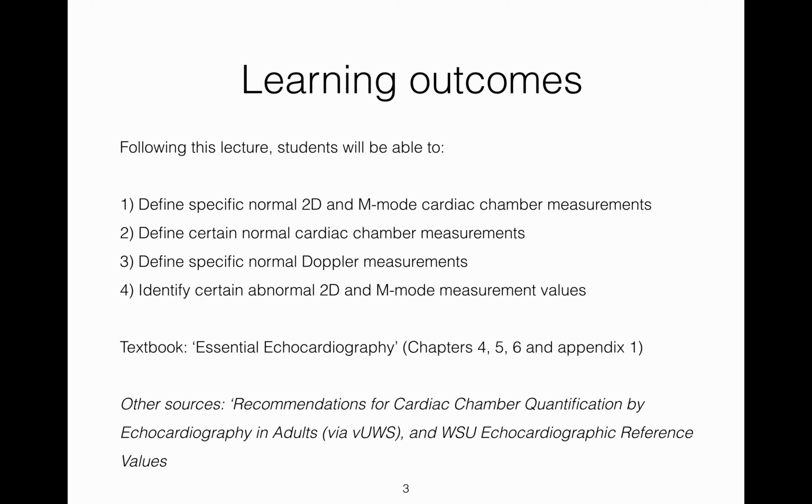There are 4 lecture learning outcomes. That is, following this lecture, you will 1. Define specific normal 2D and M-mode cardiac chamber measurements. 2. Define certain normal cardiac chamber pressures. 3. Define specific normal Doppler measurements. And 4. Identify certain abnormal 2D and M-mode measurement values.